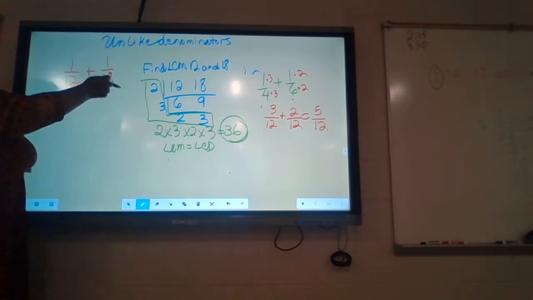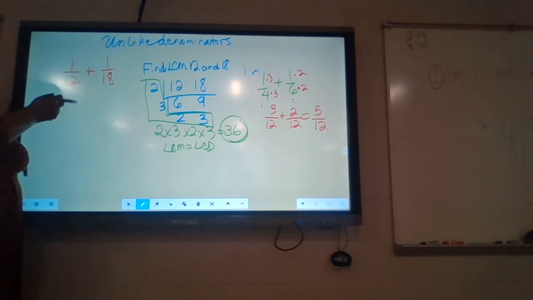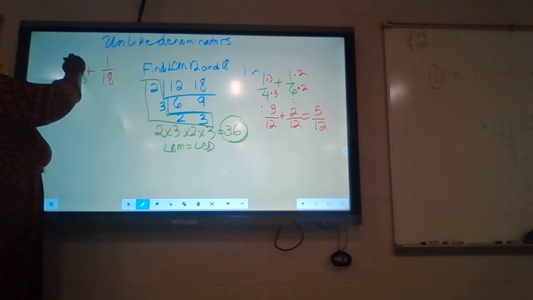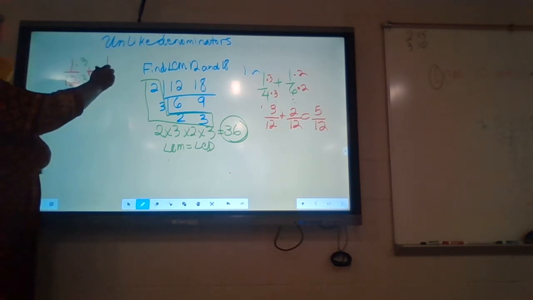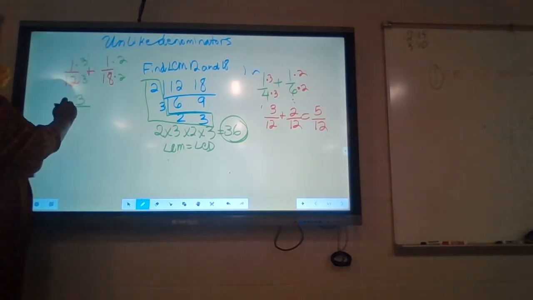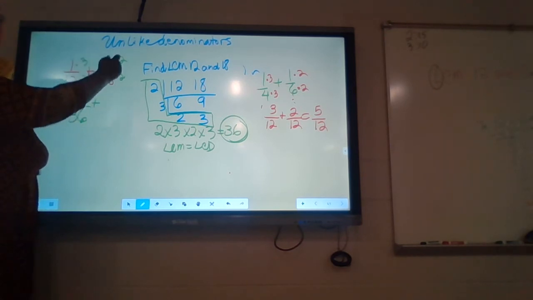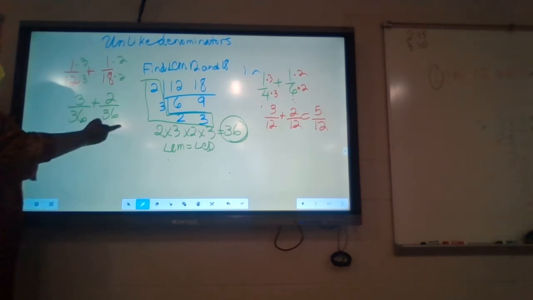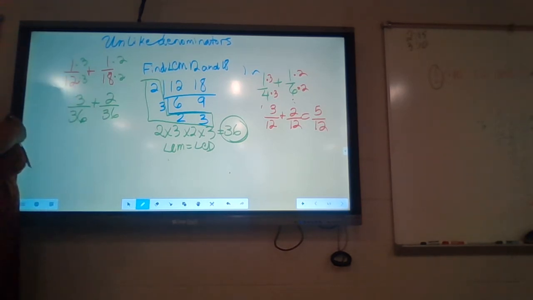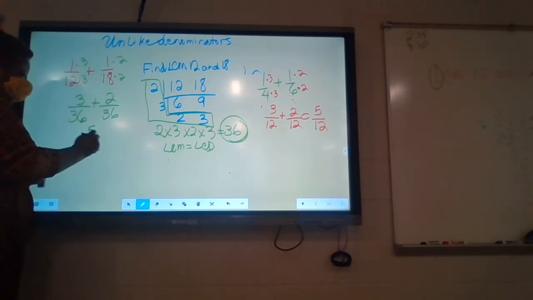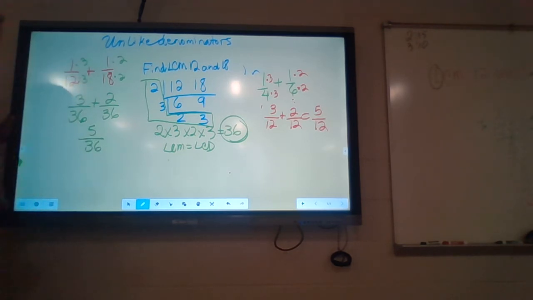I need to make both of these a 36 because they have to be the same in order for me to add them. I can't add them like that. Okay, so how do I make a 12 into 36? Multiply by 3. So I have to do top and bottom. 18, I'm going to multiply by 2. So 1 times 3 is 3. 12 times 3 is 36. 1 times 2 is 2. 18 times 2 is 36. So now my denominators are the same. So Kamara, I'm going to add 3 plus 2 and get 5. And I'm not going to do anything with my denominator except write it down.